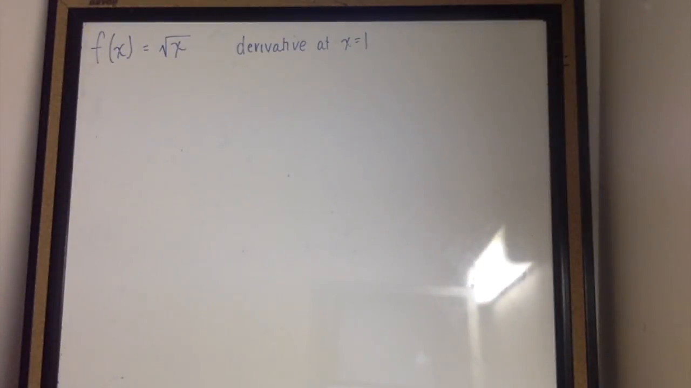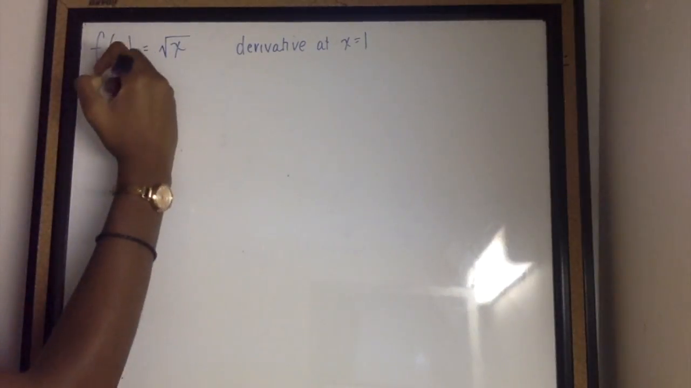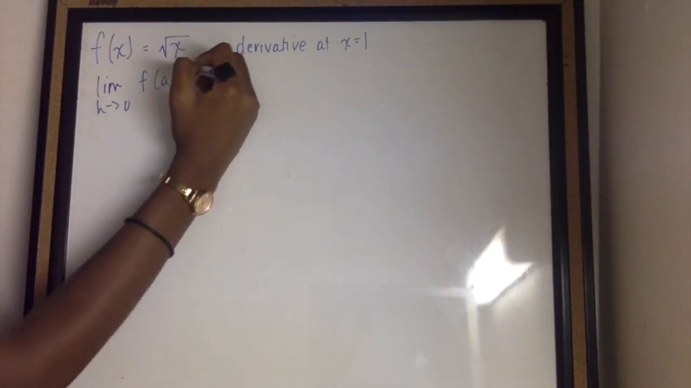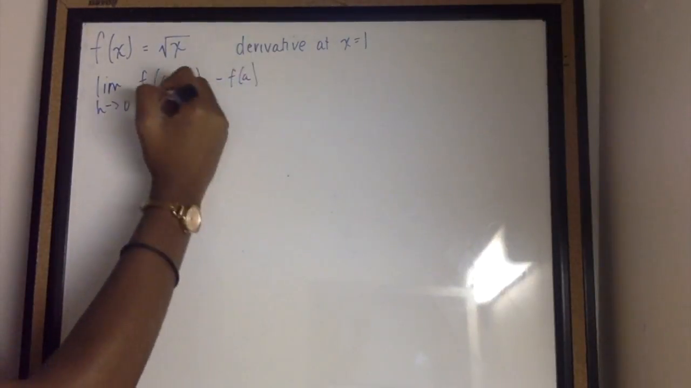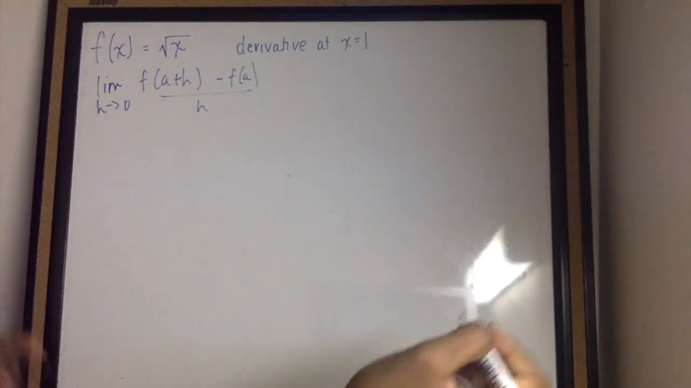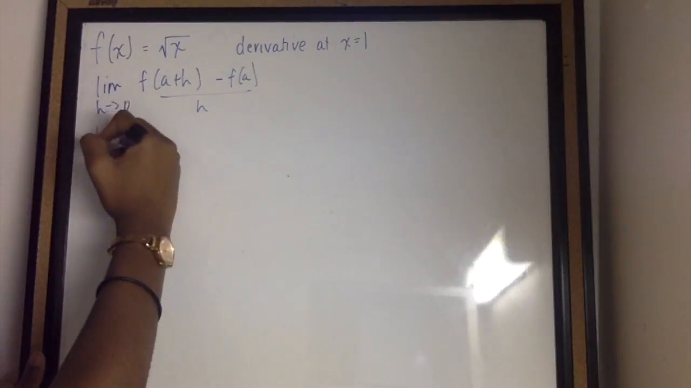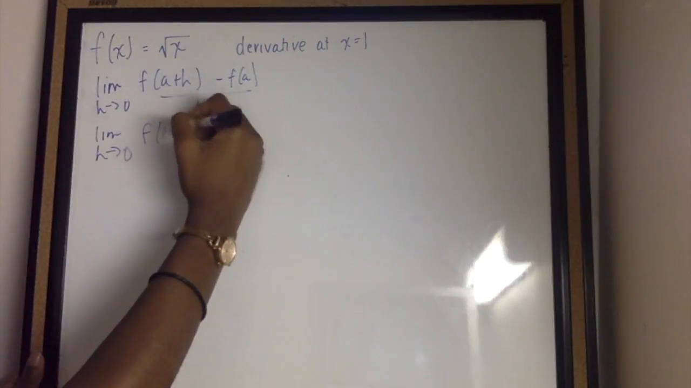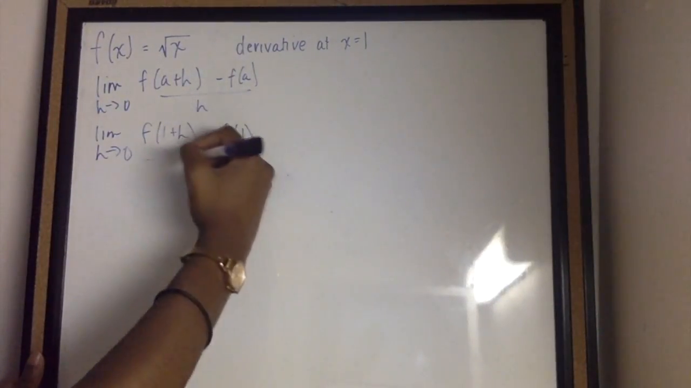Now here's our last problem. We were given the function f of x equals the square root of x, and we're asked to use a limit definition to find the derivative of f of x at x equals 1. So we will use the definition of the derivative, which is the limit as h approaches 0 of f of a plus h minus f of a over h. Since we're finding the derivative at 1, a is 1, so the limit as h approaches 0 of f of 1 plus h minus f of 1 over h.